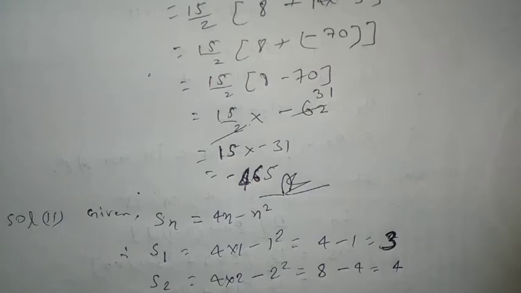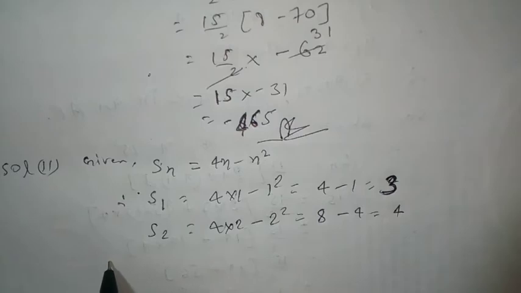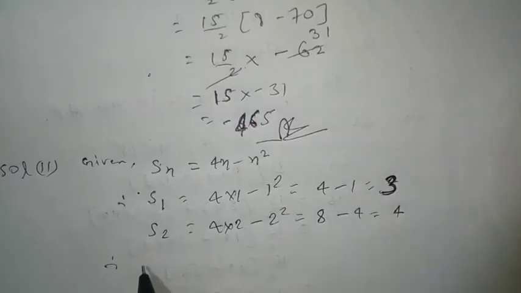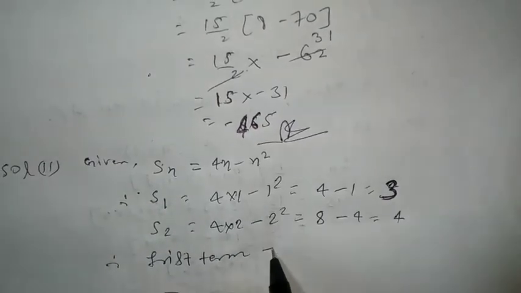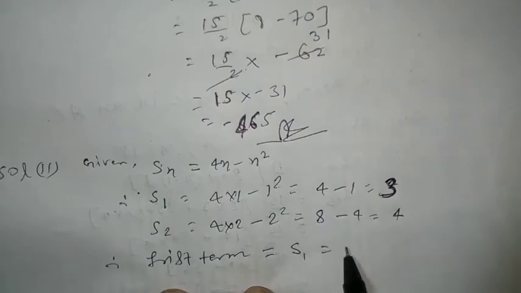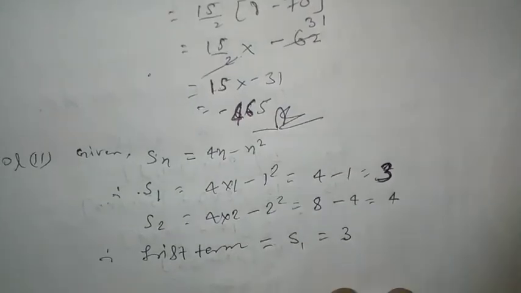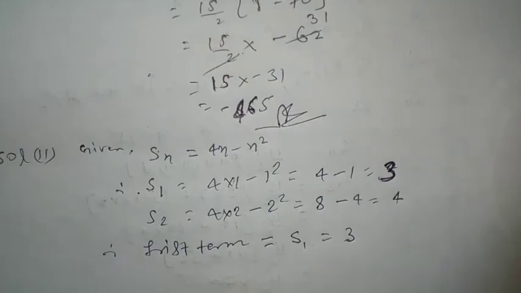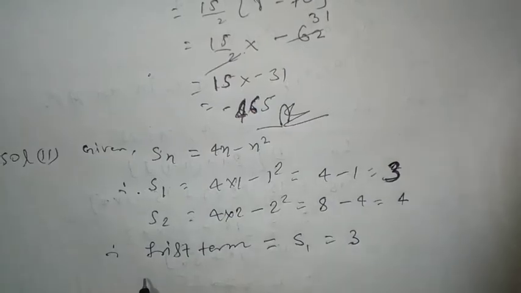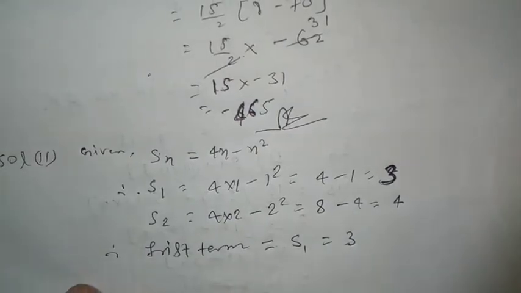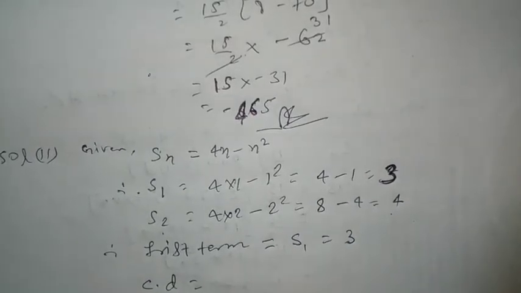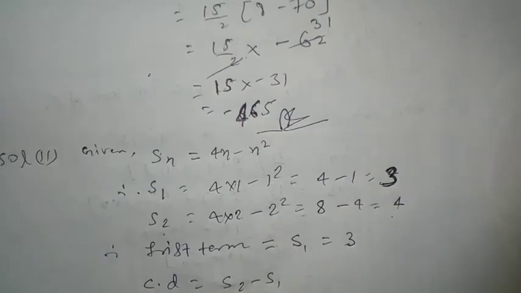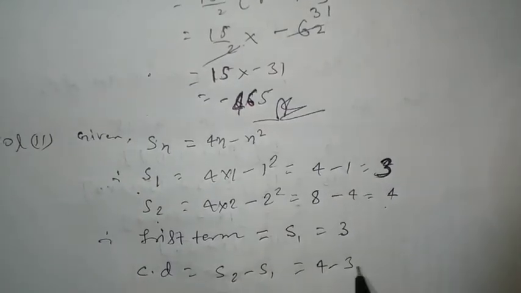Now, therefore, first term is equal to S1 is equal to 3. Sum of two terms is equal to 4. So common difference is equal to S2 minus S1 is equal to 4 minus 3 is equal to 1.